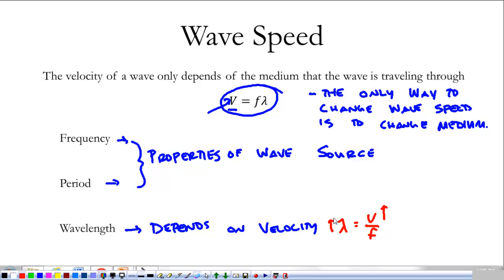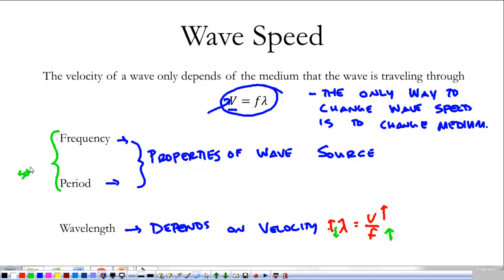Because the medium does not affect the frequency. The medium affects the velocity and the medium affects the wavelength. Frequency only has to do with the source. But if I change the frequency somehow, like if I make the frequency go up, that means I have more waves per second, but they have to have the same velocity, so lambda, in fact, will go down.